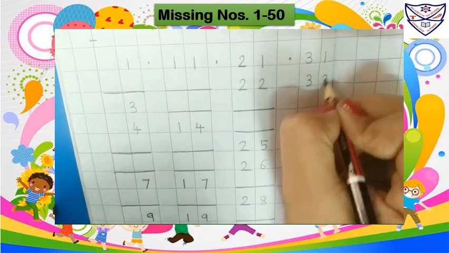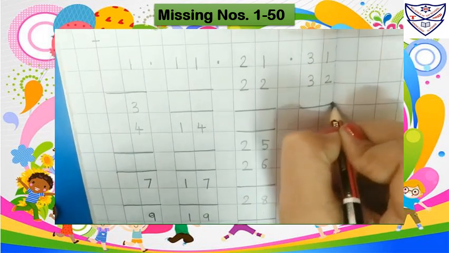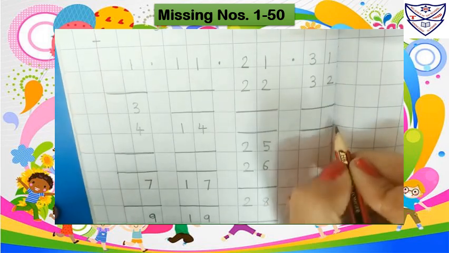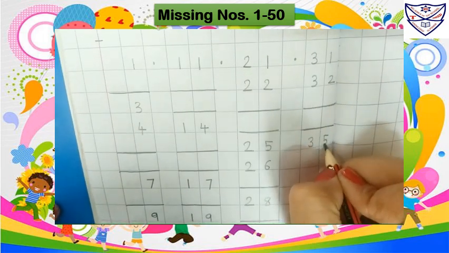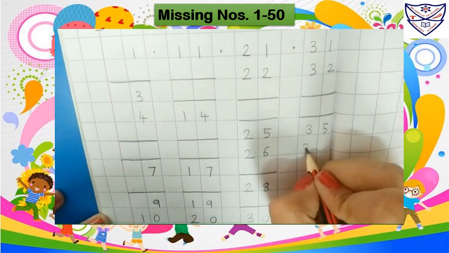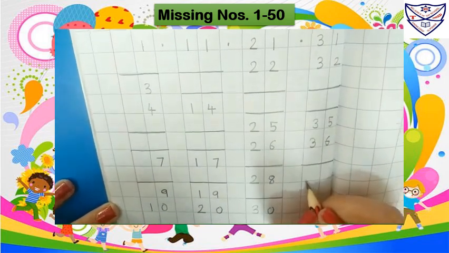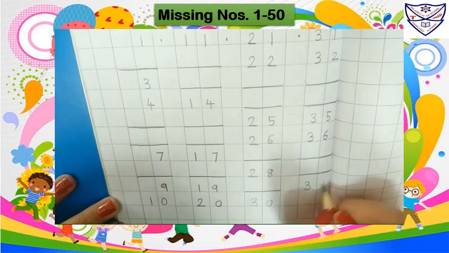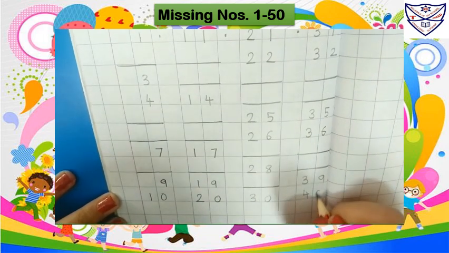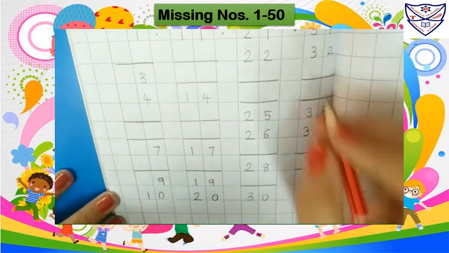32, put small dash in the next box. Again put small dash in the next box. 35, 36, put small dash in the next box. Again put small dash in the next box. 39, 40. Next page.